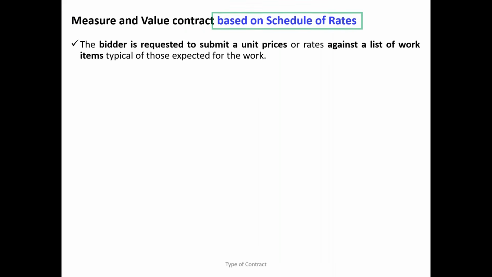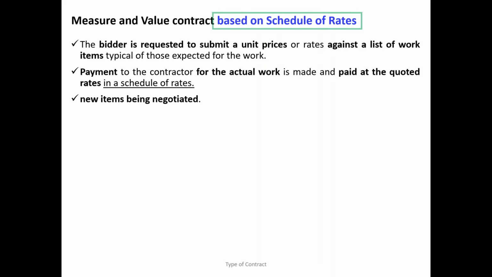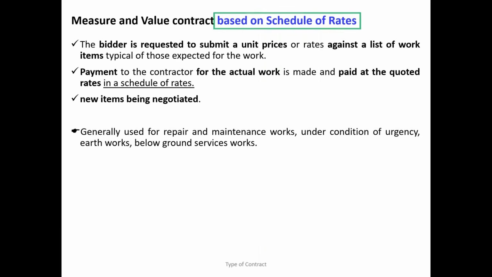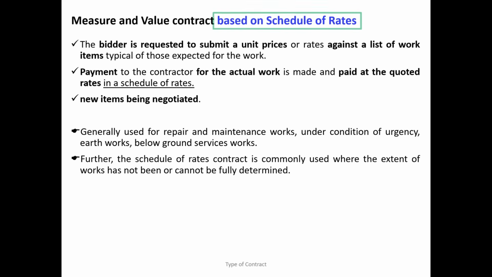Here the bidders are requested to submit the unit rate for a list of items, and the payment for the actual work is paid according to the rate you have agreed. If any item newly comes, that should be negotiated. So generally, this is useful for work where we are unable to predict the quantity, like maintenance work.